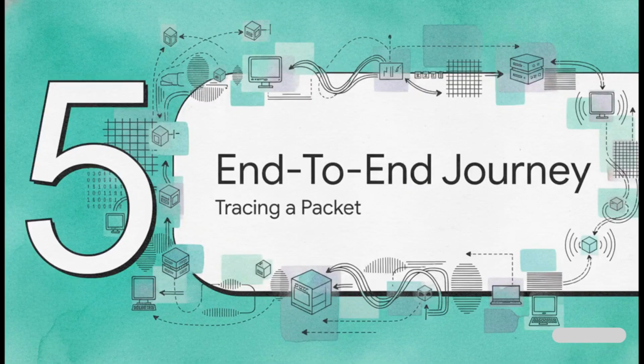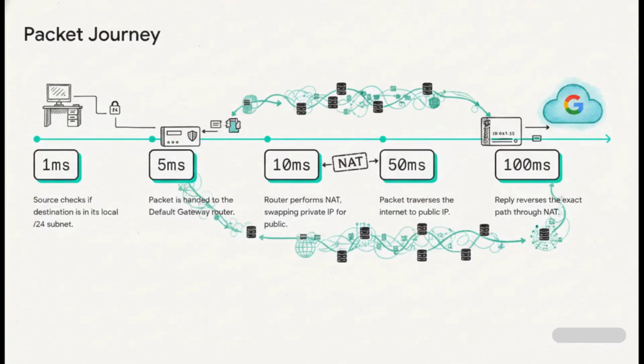And finally, part 5, the end-to-end journey. Let's bring all these concepts together and imagine tracing a single real-world packet from a private workstation out to a public Google server and back. In millisecond 1, your private device at 10.0.1.25 checks its CIDR mask. It realizes the destination Google IP isn't in its local /24 subnet. So in millisecond 5, it hands the packet over to the security desk, the default gateway router.